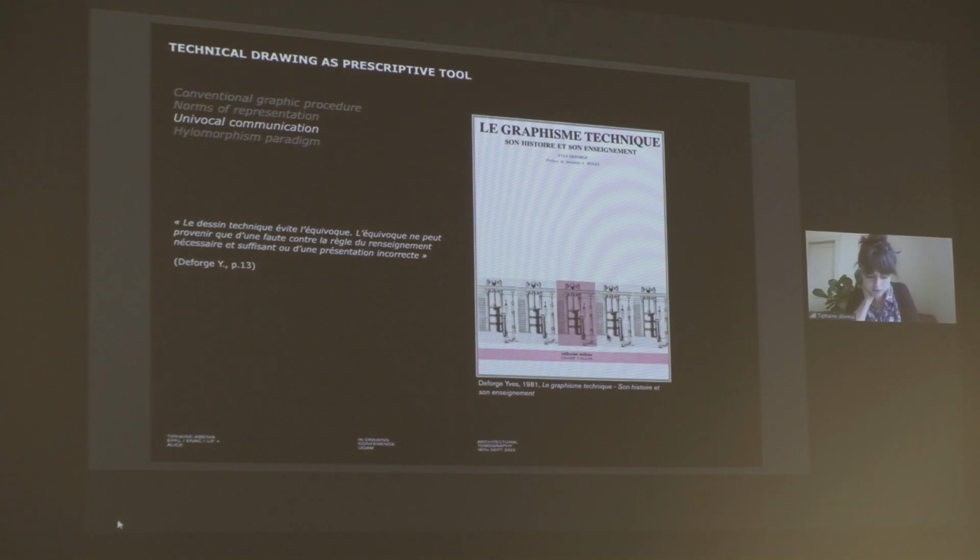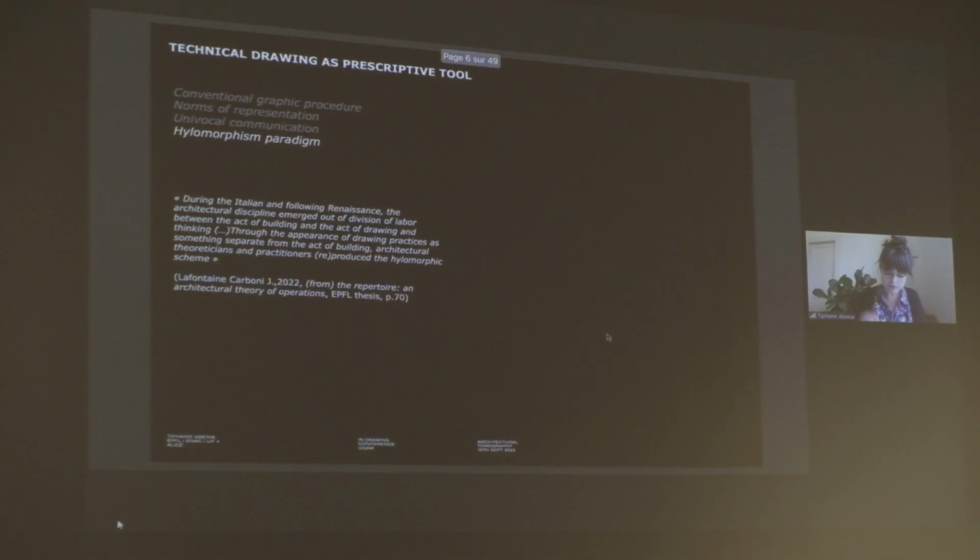Finally, technical drawing should be univocal. As Deforge puts it, the technical drawing avoids ambiguity. The ambiguity can only come from a fault against the rule of necessary and sufficient information, or from an incorrect presentation. All those features somehow converge to the prescriptive function I mentioned earlier, attached to technical drawing.